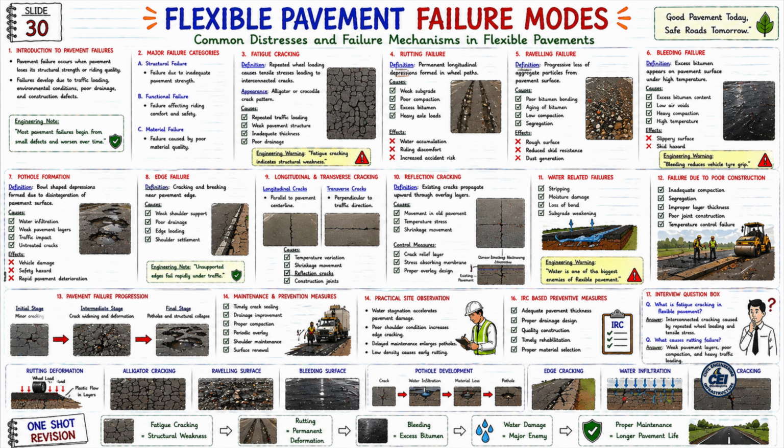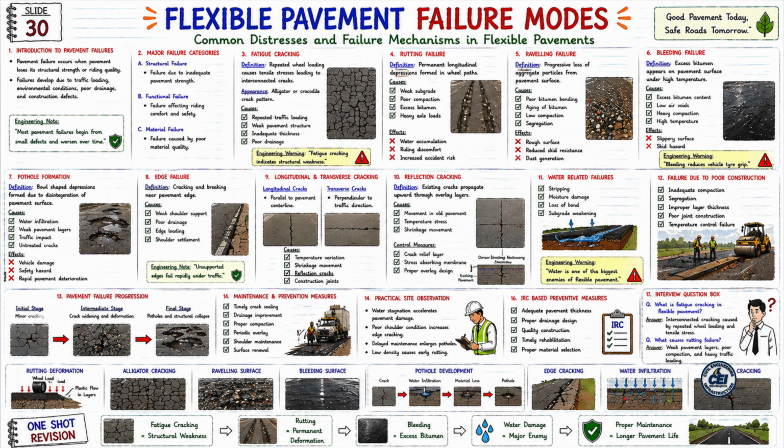Now let us look at the fourth topic. Rutting failure. Ruts are longitudinal depressions formed in the wheel path. Now look at the causes. Weak subgrade. Poor compaction. Excess bitumen. Heavy axle loads. Now see the effects. Water accumulation. Riding discomfort. Increased accident risk. And rutting can be very dangerous during rainy season.